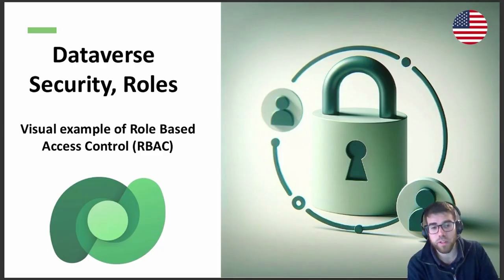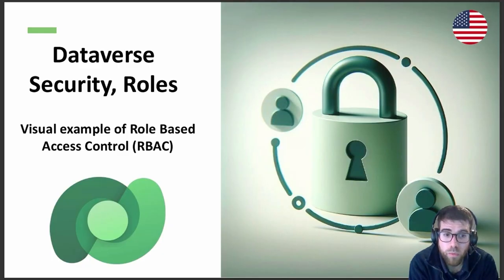Well, and now let's wrap up. So we've seen how security works in Dataverse. We've done a basic walkthrough with a visual example on how role-based access control works. We've mentioned dynamic security. We've mentioned some other more complex topics like hierarchical security with business units. Let me know in the comments if you want to know more about this.